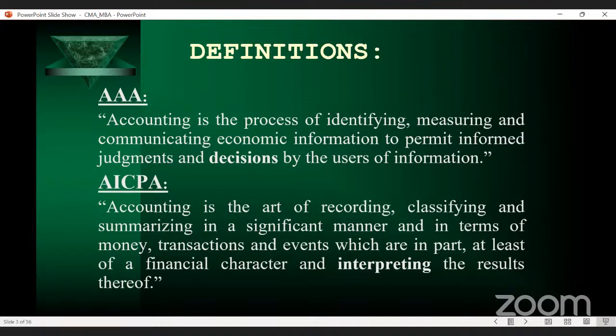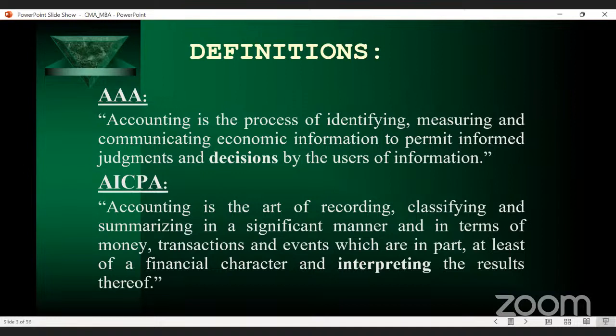So in a significant manner, and all these transactions, whenever we are recording, classifying, or summarizing, must be presented in terms of money. And these transactions must be based on economic activity. That means they must have some financial character. Okay, so after preparing this summary, then we can interpret the result. How to interpret the result? By preparation of the income statement, position statement, and cash flow statement. So there we are interpreting the results.